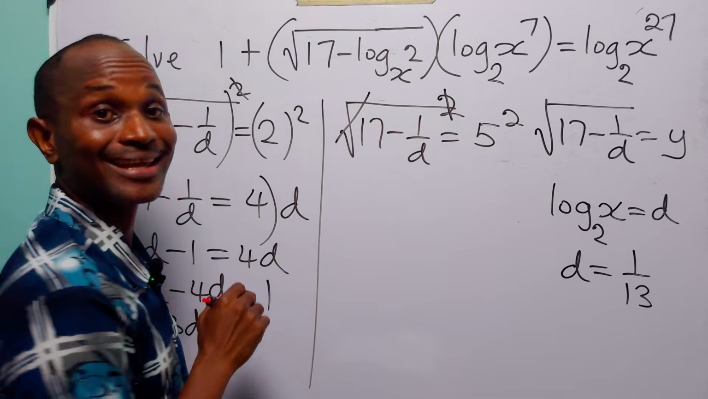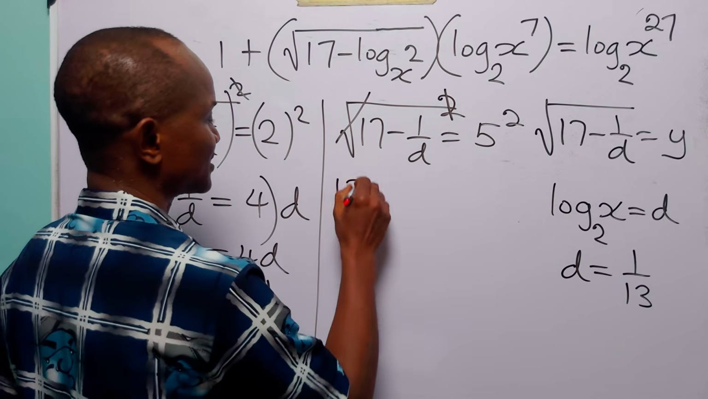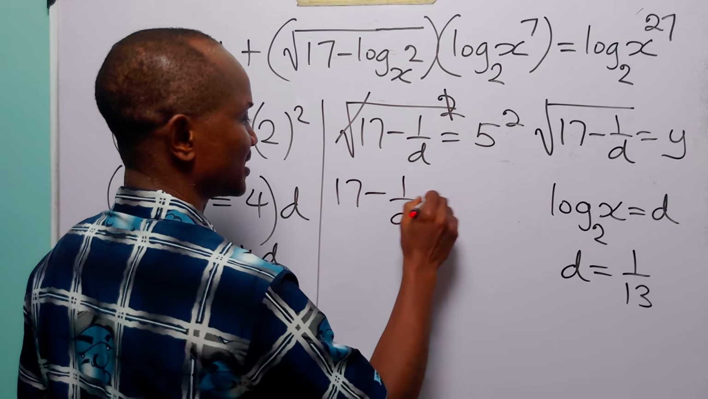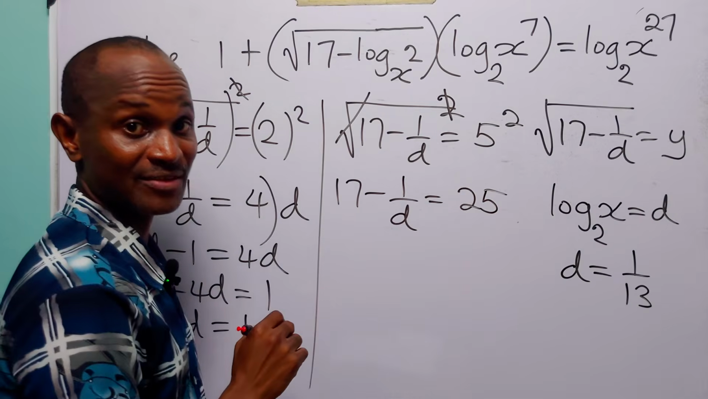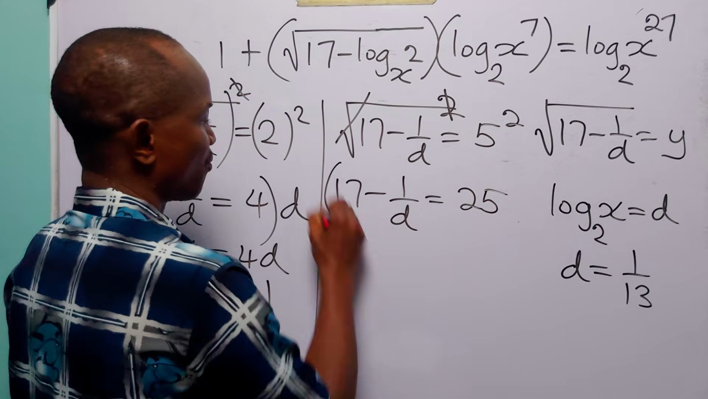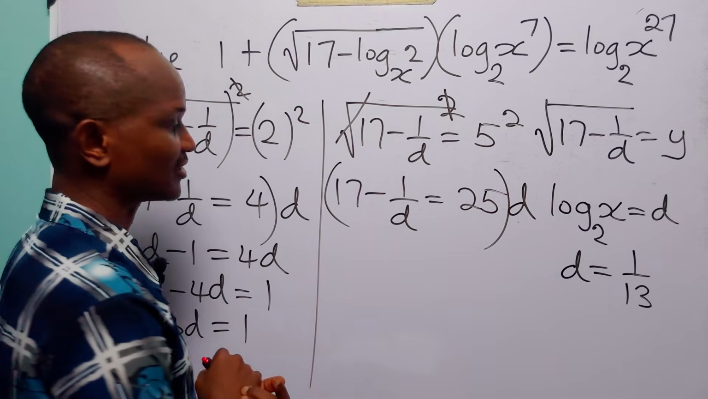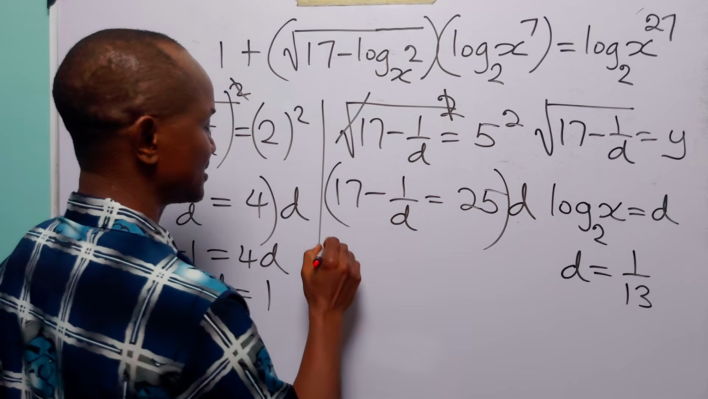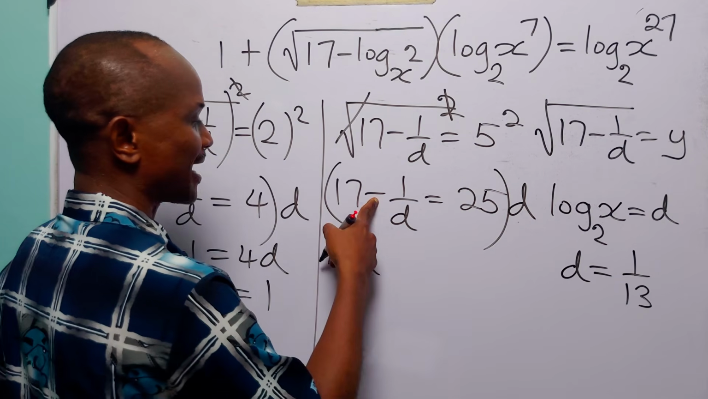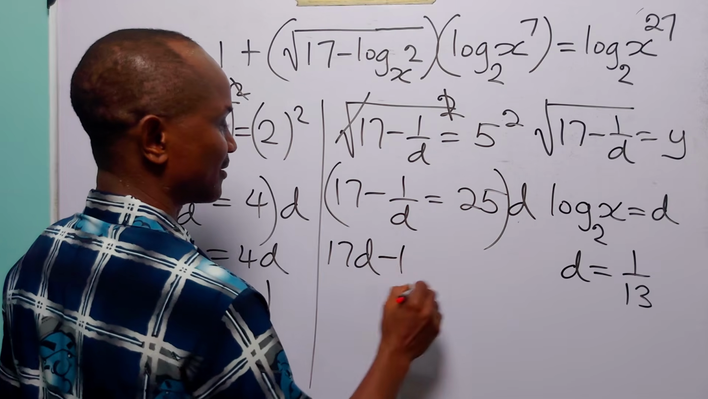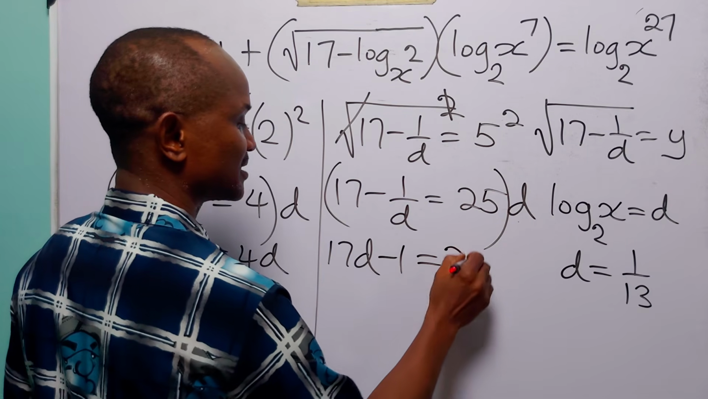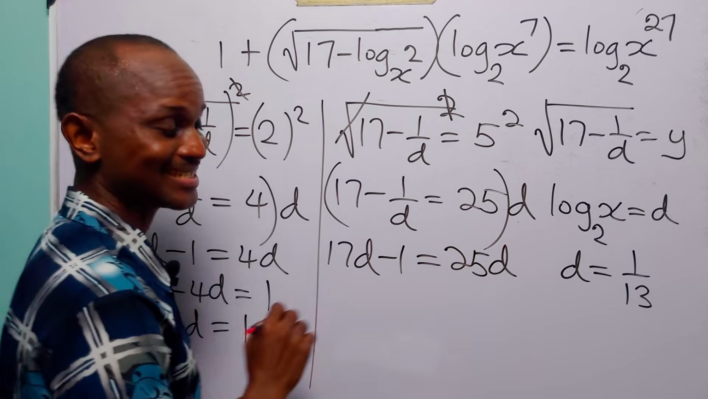This is going to take care of that. We have that 17 minus 1 over d is equal to 25. Once more, we multiply through the equation by d to get rid of this fraction. 17 times d is 17d. Minus 1 over d times d is minus 1, and 25 times d is 25d.